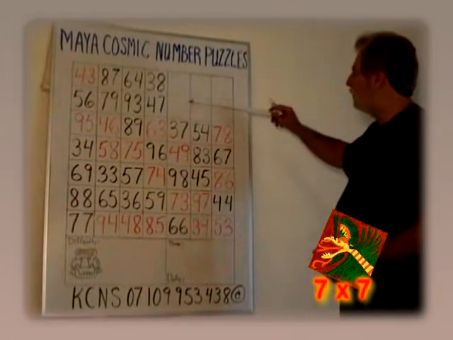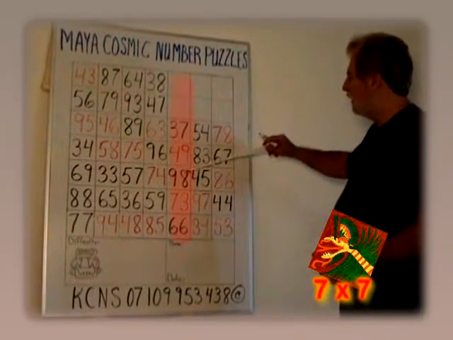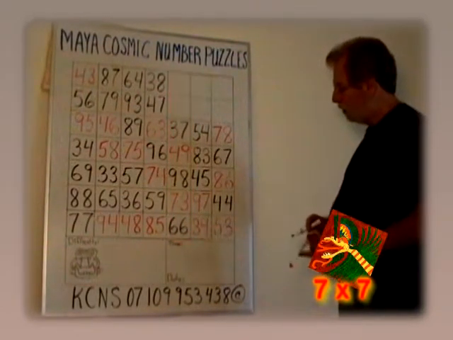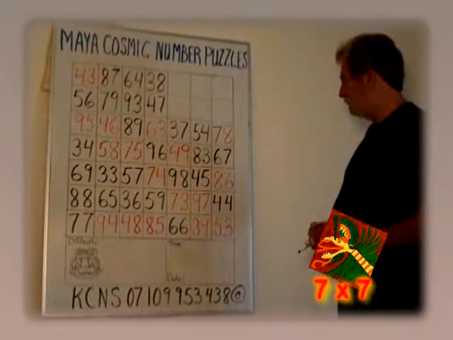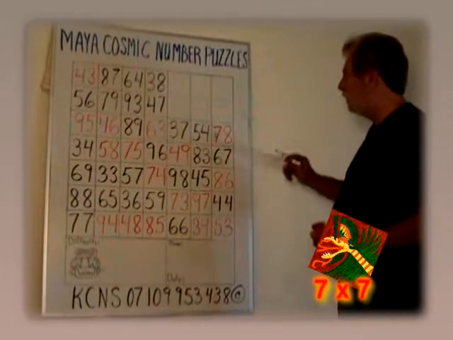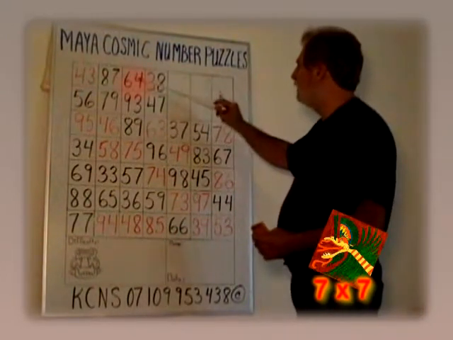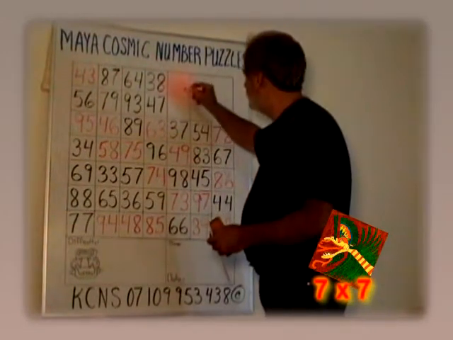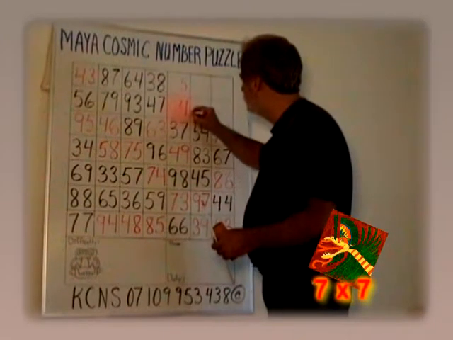So we'll start over here, and we see that we have a 7, a 9, an 8, a 3, and a 6. So we are missing both a 5 and a 4. When we check these rows, we see that we have a 4 already in this position. So the 5 must go here, and the 4 must go here.